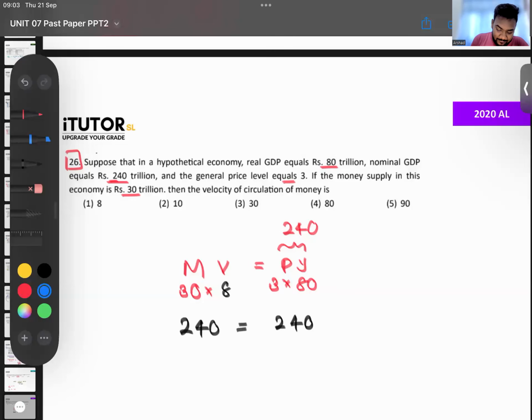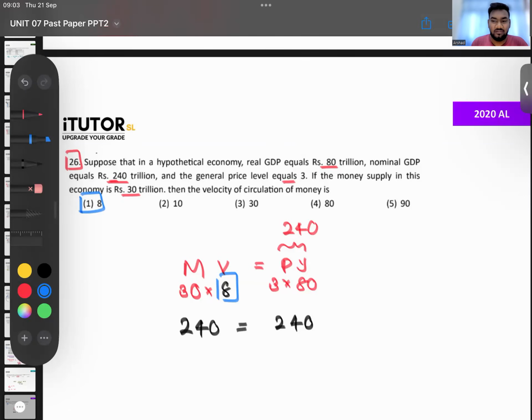Got it? So see, remember when they give you percentage rises, we did it in the previous papers. If they said money supply increased by 10%, nominal GDP increased by 5%, then what will happen to price level? If they have given you percentage rises, you add the percentages. If they have given you absolute figures, money supply 10 trillion, velocity this much, price level this much, then you do the normal MV equals PT, multiplication. So answer number 1. Is that okay?